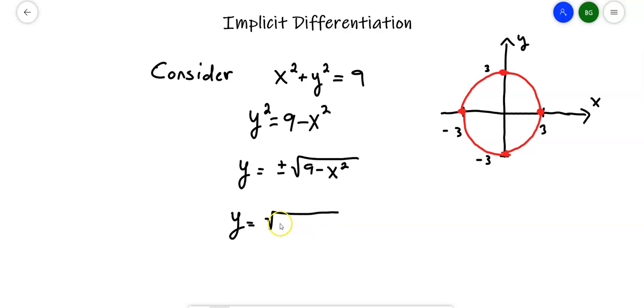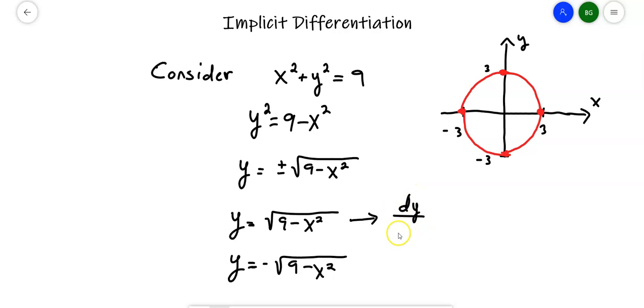So that's going to be the square root of 9 minus x squared, or the negative square root of 9 minus x squared. So if I can express y explicitly in terms of x, there's no need for implicit differentiation. I could differentiate either one of these with respect to x, no problem. And in fact, maybe we should do that. Let's take this top one and let's find the derivative of y with respect to x. So remember, we can notate that like this, the derivative of y with respect to x. And that's just going to be the derivative of this function.